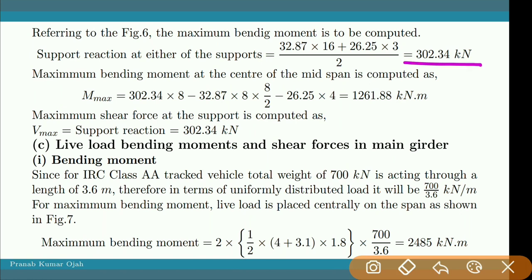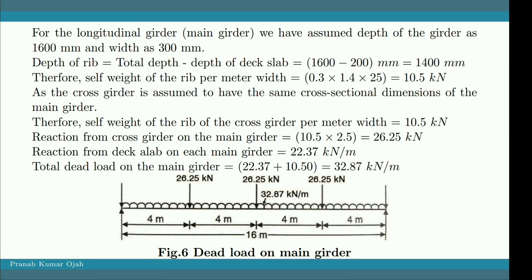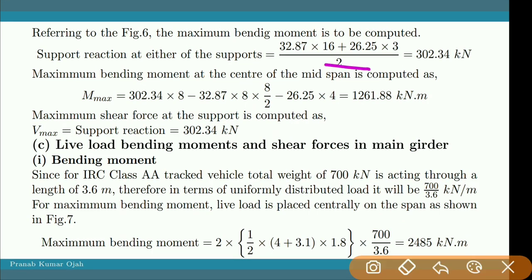So this is the support reaction we have calculated. This is the UDL into the total length, and this is the point load, and we have three point loads. So the total load divided by 2 will give us the support reaction at each support. Then we have calculated the maximum moment, and it comes out as 1261.88 kilonewton meter.